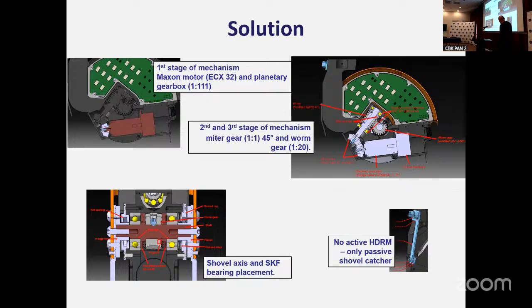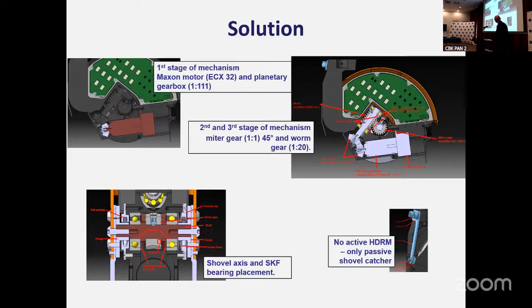We really spent a lot of time to find the topology, the mechatronic chain, or the mechanism chain. So we have 3 stages of the mechanism. The first stage is a special Maxon motor, which Maxon designed or adapted specifically for us. The second and third stages are a miter gear and the worm gear.